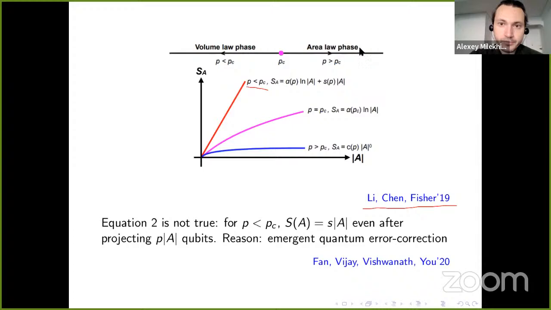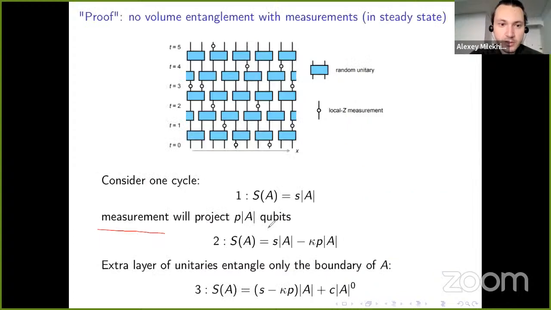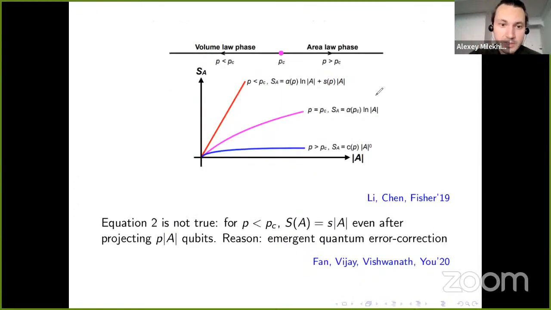Actually, it is equation 2, which is not correct. In fact, you can measure a finite fraction of qubits, but the volume law coefficient S will remain the same. It is not obvious, and there is a paper which I really like, which links that to emergent quantum error correction in these random quantum circuits.